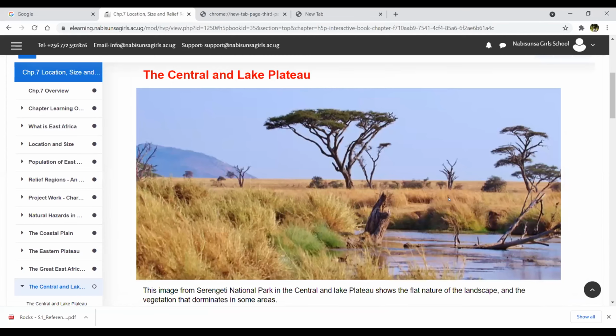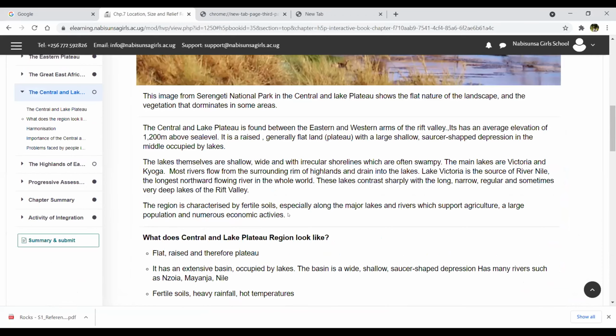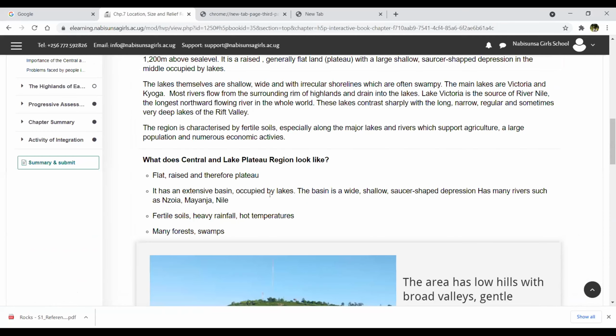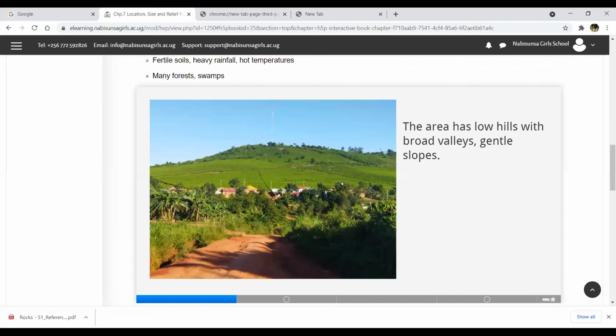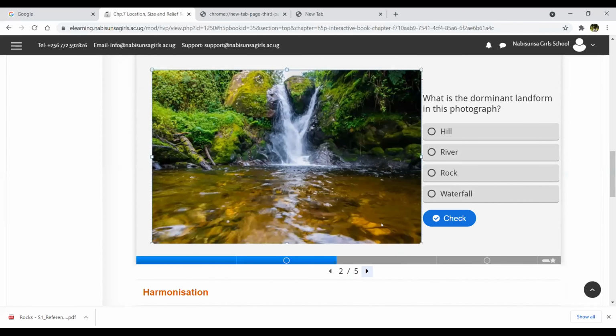Central and Lake Plateau, I have added photos now in that one. Then we have added some materials from the relief of the Central Plateau. I took this photo from Nachigarala. I had gone there with my kids. We were touring during this COVID. So I took this picture and I thought it was a useful one, so I've added it. I have put a quiz, a photo and a quiz. So you can go through and try to answer.